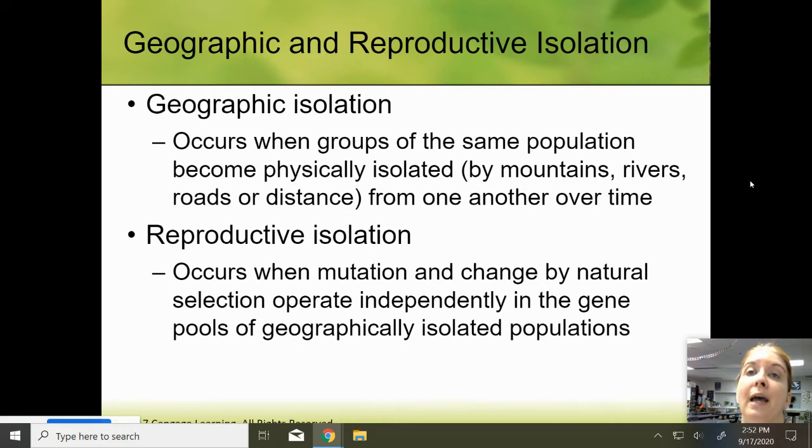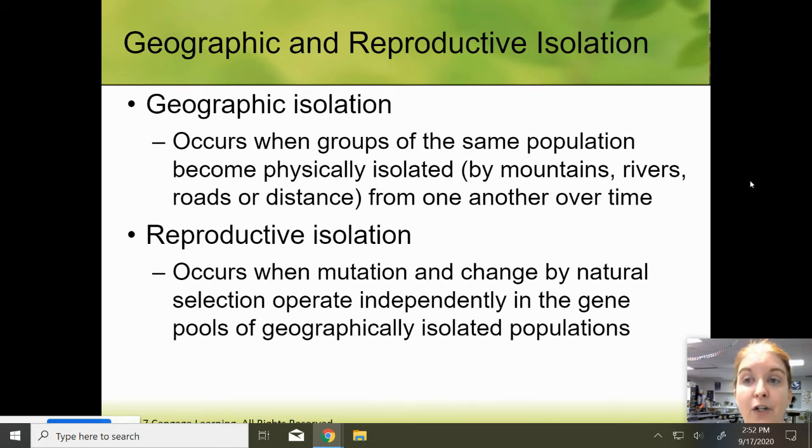All right, so you can have multiple ways that speciation happens. So if you are geographically isolated, this occurs when groups of the same population become physically isolated, by mountains, rivers, roads, or distance from one another over time. For example, the squirrels on the opposite sides of the Grand Canyon are now totally different from each other because they've been separated for long enough and the conditions are just different enough they have become different species.